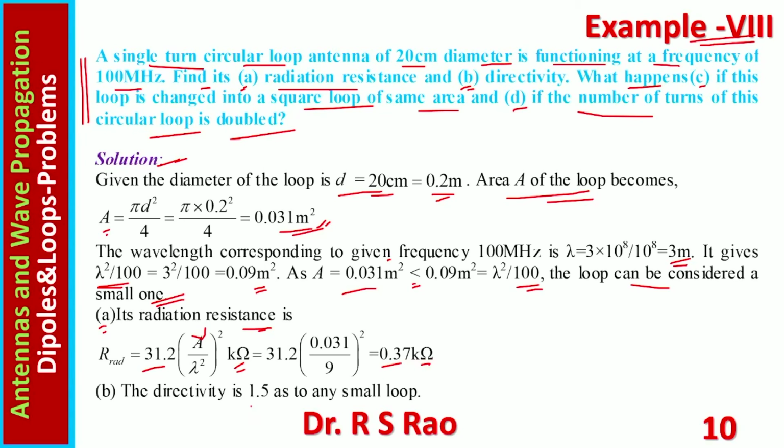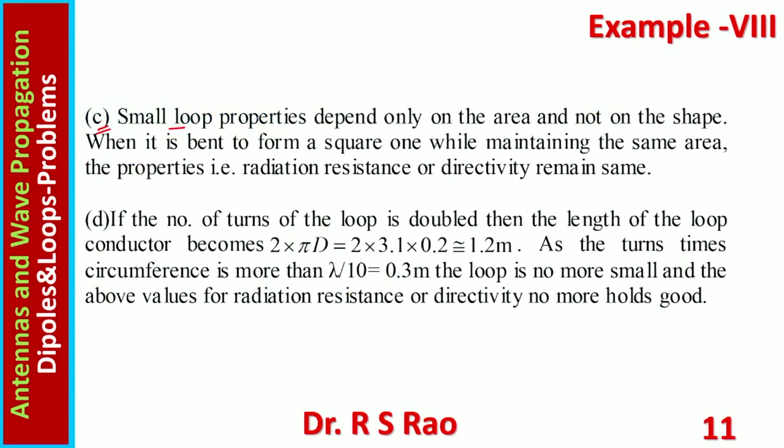Directivity of the given loop is 1.5, as is the case for any small loop. See, small loop properties depend only on the area, not on the shape. When it is bent to form a square one while maintaining the area the same, properties do not change. Radiation resistance or directivity remains the same. D, if the number of turns of the loop is doubled, then the length of the loop conductor becomes 1.2 meters.